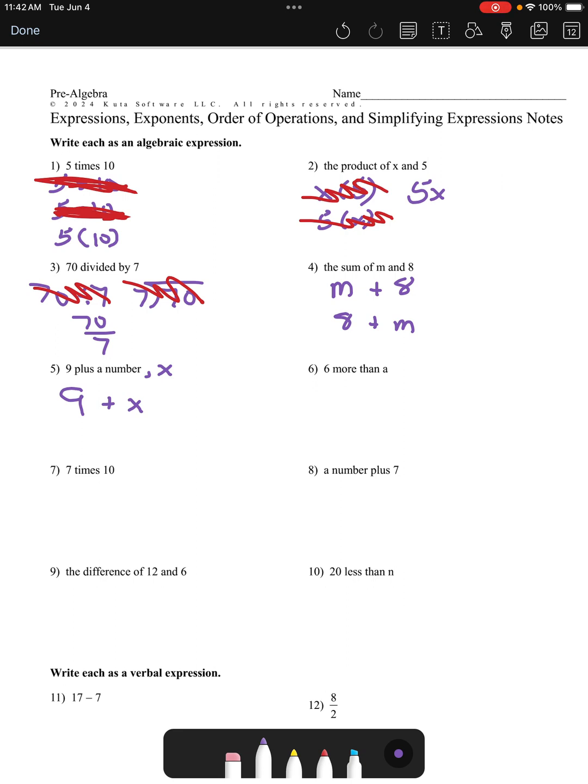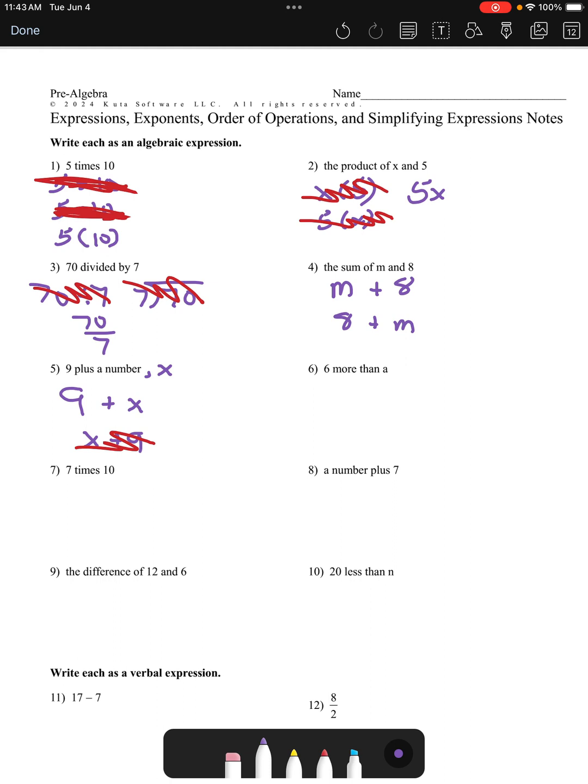Now, some of you might be thinking, hey, we just said above that addition doesn't care about the order. That means it's what we call commutative. So can I write x plus 9? No. This specifically said 9 plus the number x. We must write it in the order that it's told to us.